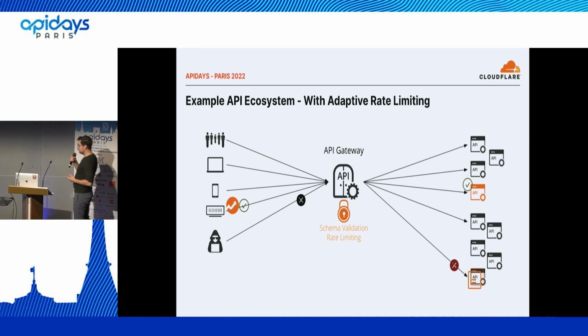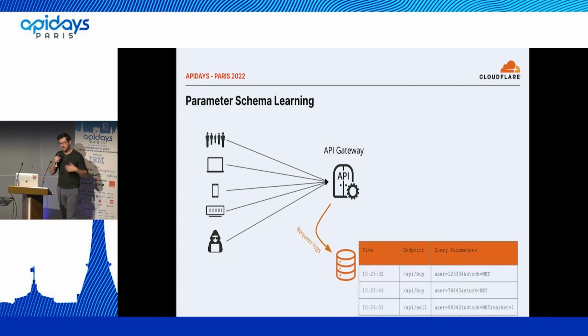And the last example, perhaps the most interesting one, is the endpoint that had a new parameter. And for this, you can use parameter schema learning. And the pattern here is the same. You take a look at your request logs, and you look at all the query parameters. We'll stick to query parameters, but any sort of parameters in the API work the same way.